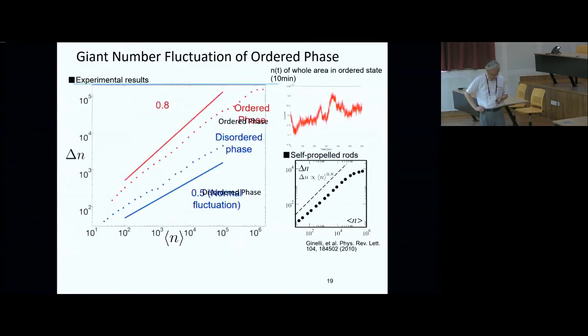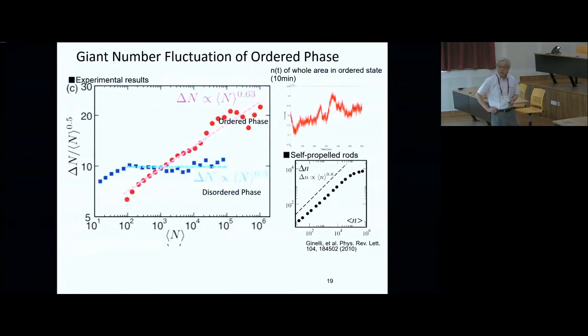We also tried to measure giant number fluctuation in this system. We normalize the standard deviation of the number fluctuation by the square root of n. For the disordered state, this should become constant. However, for the ordered state, the exponent is 0.63, which is small, but it is evident that this clearly deviates from the constant, the normal fluctuation. So there is giant number fluctuation in the ordered state in this filamentous bacteria system.